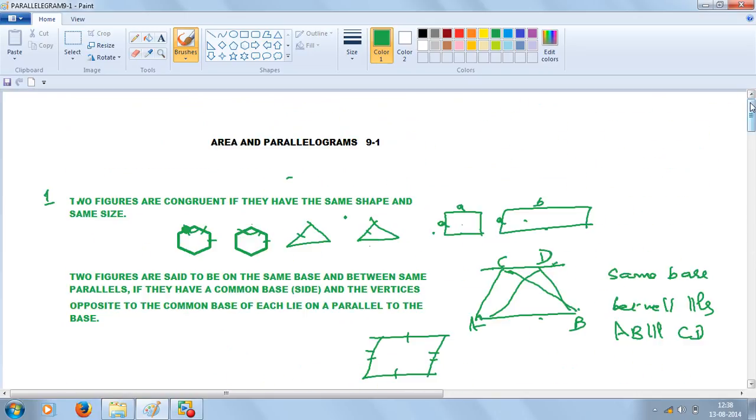So we will see more problems in the coming lesson. We should first know what is meant by congruent: same shape and size. So we cannot compare a square and a rectangle. Shape and size should be the same, and even for a triangle, the angles should be the same. All the corresponding angles and corresponding sides should be equal if two figures are congruent.